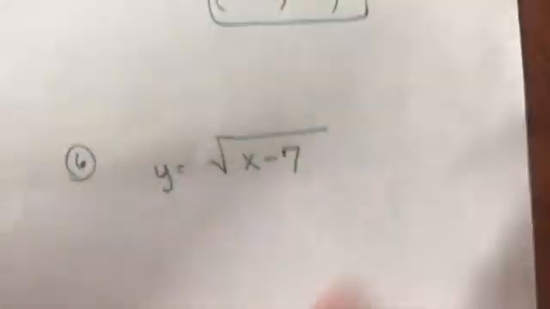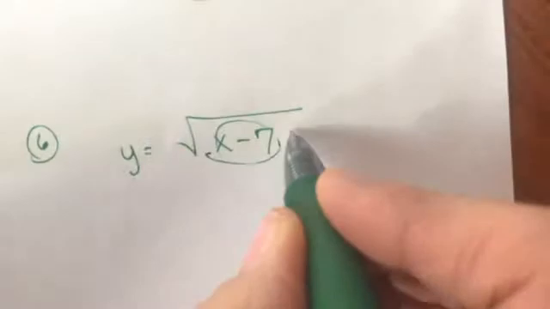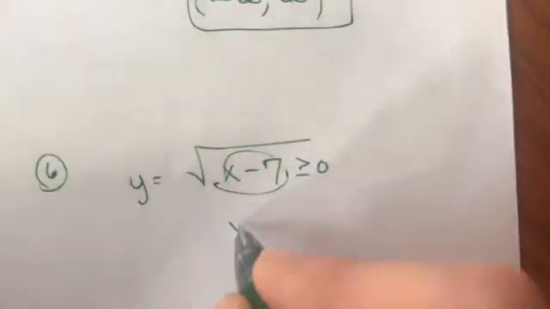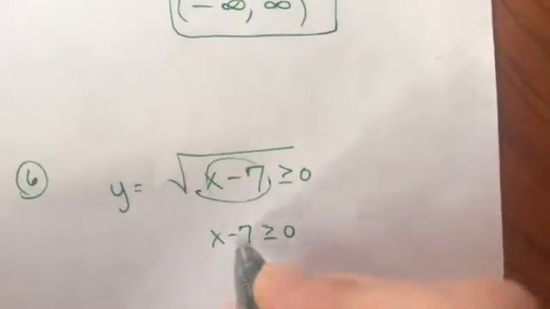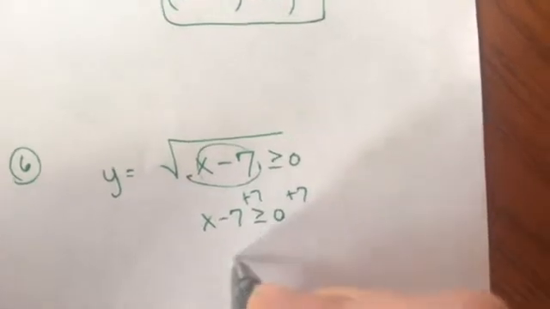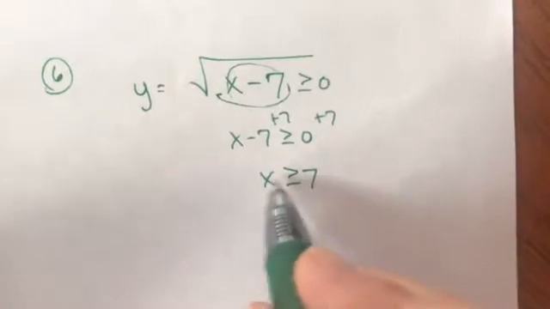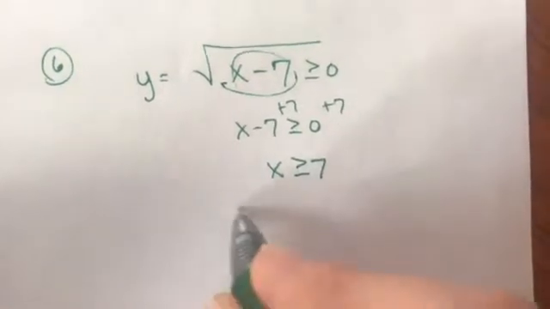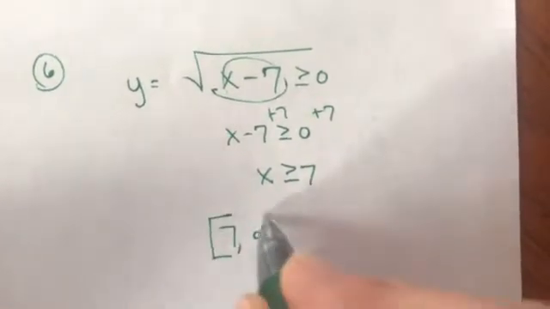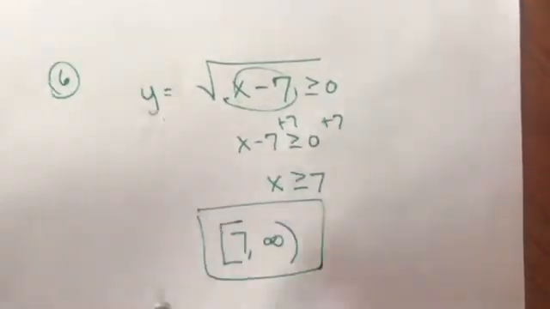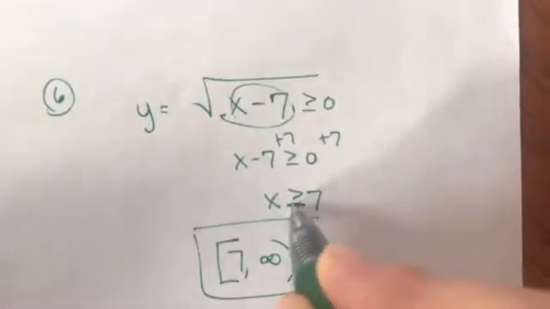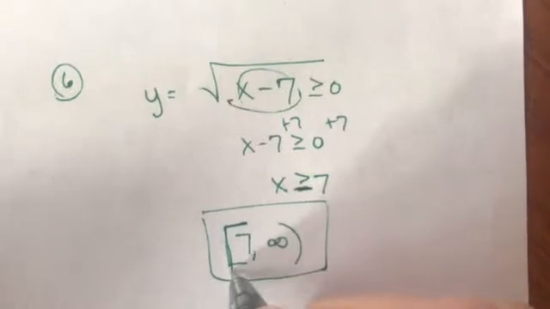Okay, now what about this one? This has to be greater than or equal to 0. So you can come down here, and if you can't see it, you can solve it. Add 7 to both sides. So I can see x has to be greater than or equal to 7. So that's what I can plug in. So I go from 7 to infinity. That would be my domain in interval notation. Because it has this or equal part, it's got this bracket right here instead of the parenthesis.